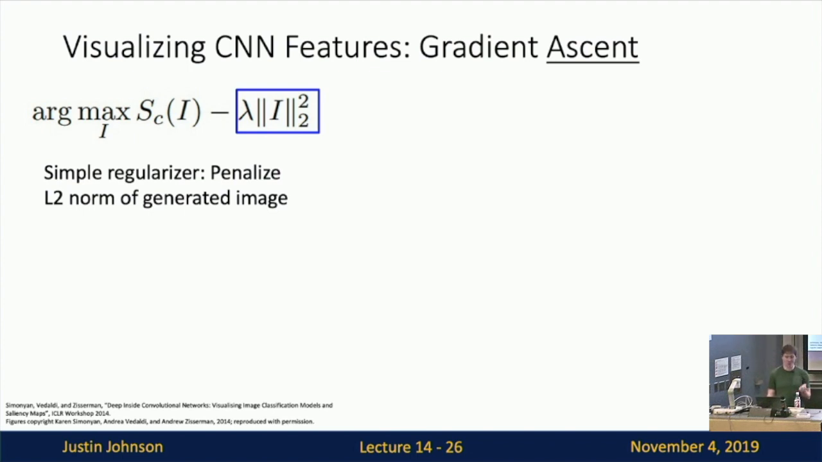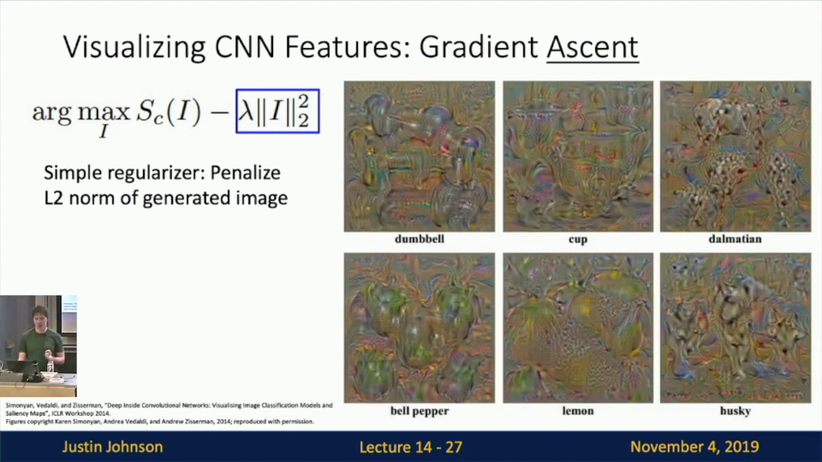And now a really stupid way that we can force the image to look natural is just to constrain the L2 norm of the overall image. So if we do this, we want to find images that will maximize the class score for one of the category labels on ImageNet and also have low L2 norm for the entire generated image. And if we do that, we end up generating images that look something like this.